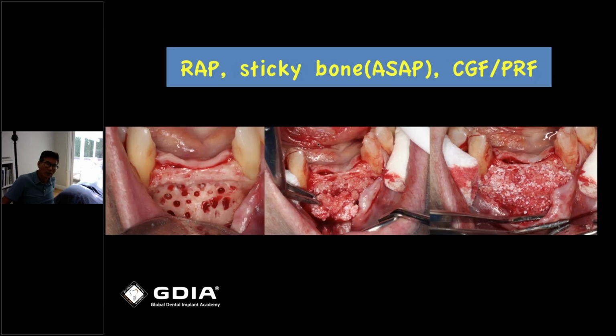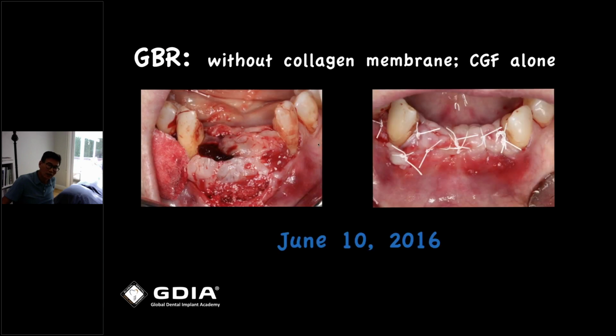So decorticate, you drill through, a lot of bone bleeding, right? So rare phenomenon. And I'm using the sticky bone with the layer technique. You can do multi-layer of PRF and then close it.